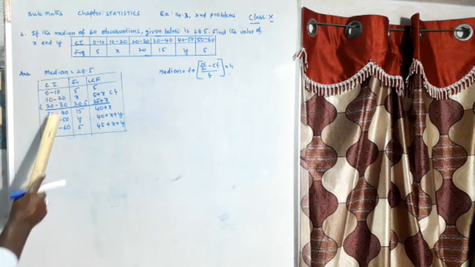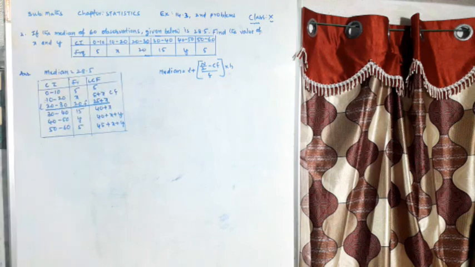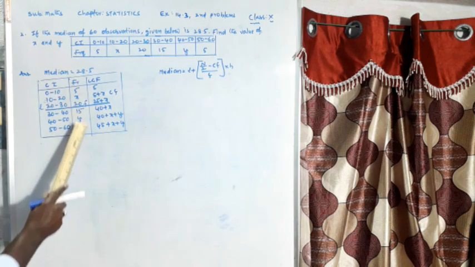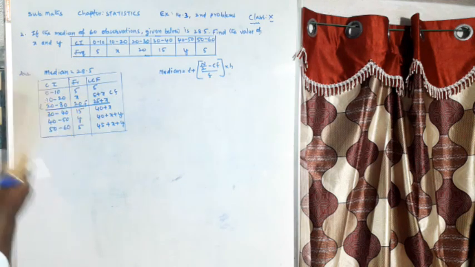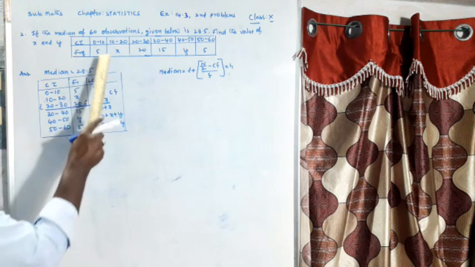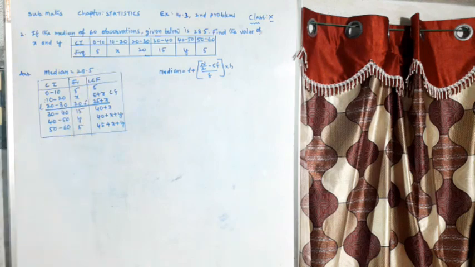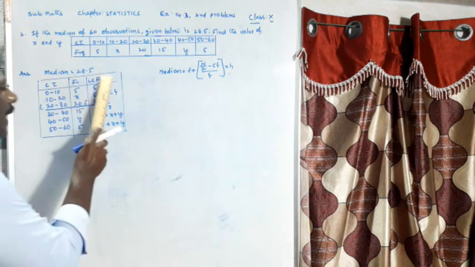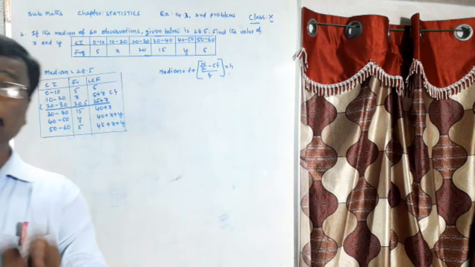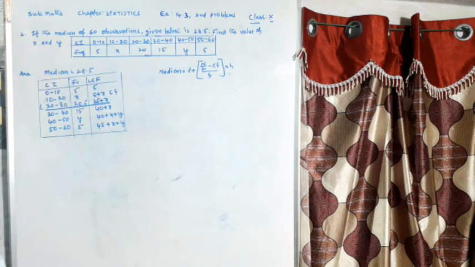For that, you can write this table in the vertical tabular form. First, you can go with class interval as it is, what is given in the question. Next, frequency as it is: 5 there, x there, 20 there, 15 there, y there, 5 there, total aggregate. Just you can find LCF. LCF means cumulative frequency distribution.